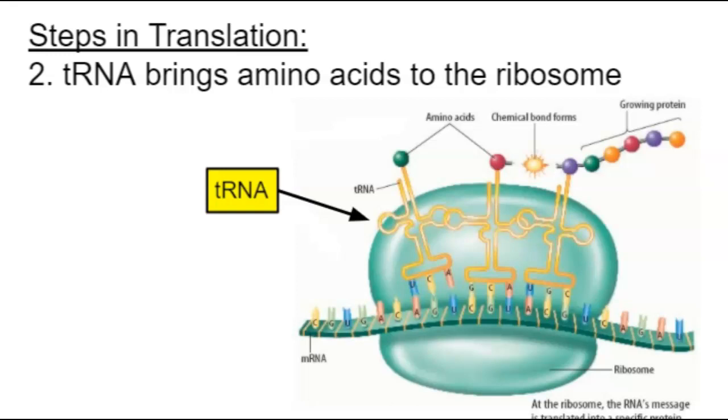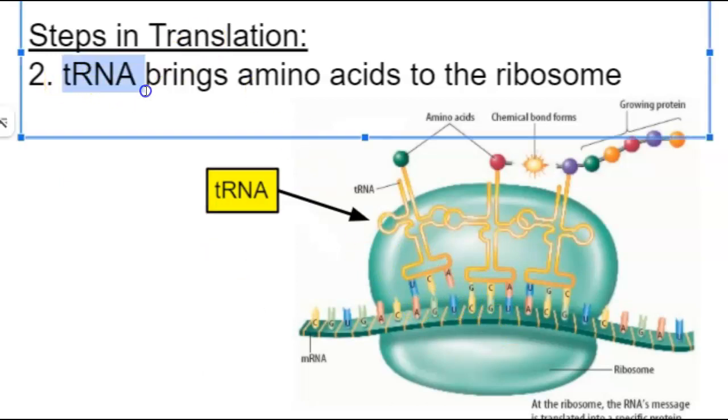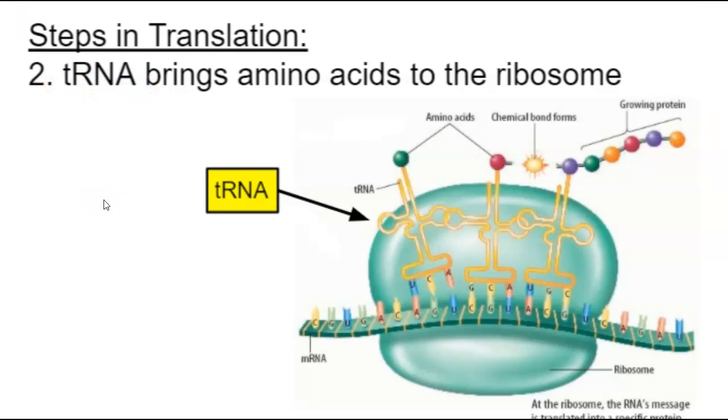Once we know what it codes for, remember our ribosomes reading the letters? We're going to have a helper molecule. It's another type of RNA. It's called tRNA. It's going to actually bring the amino acid. So even though we know what the amino acid codes for, we have to bring the amino acid there. So our tRNA is going to bring the amino acid to the ribosome. tRNA stands for transfer RNA.